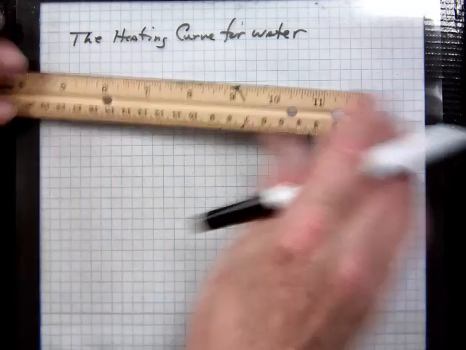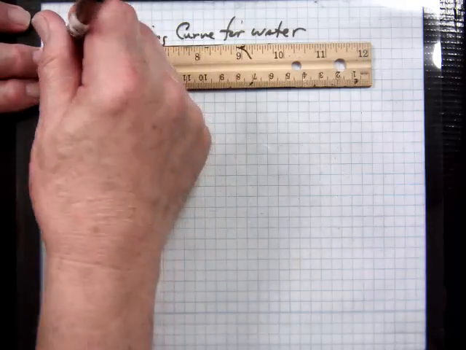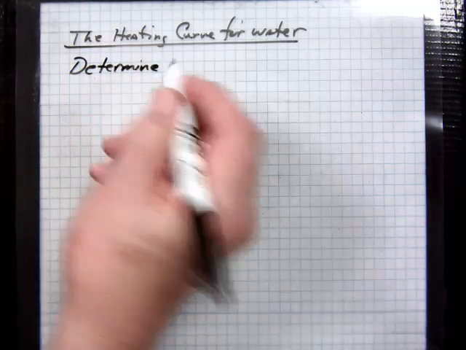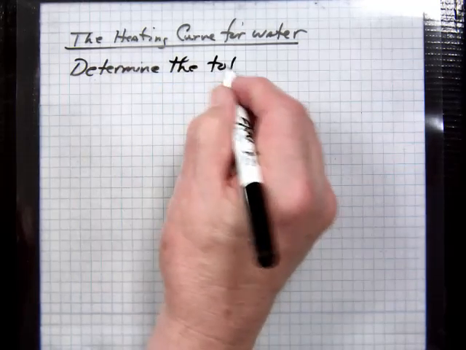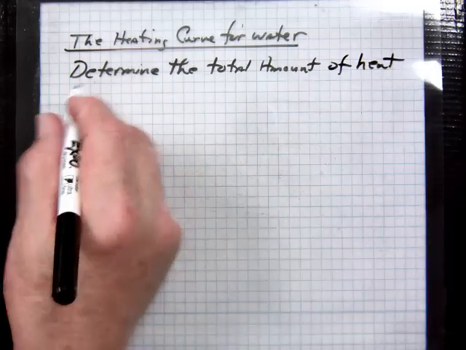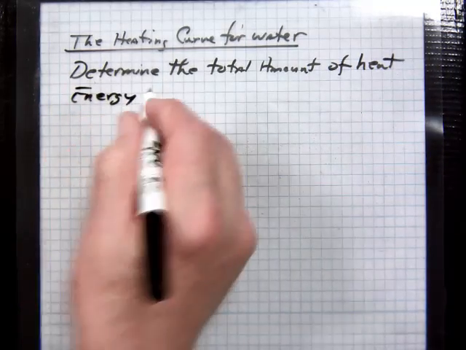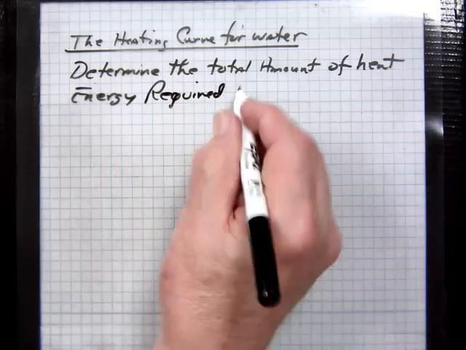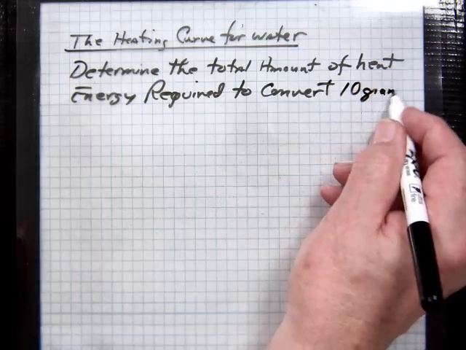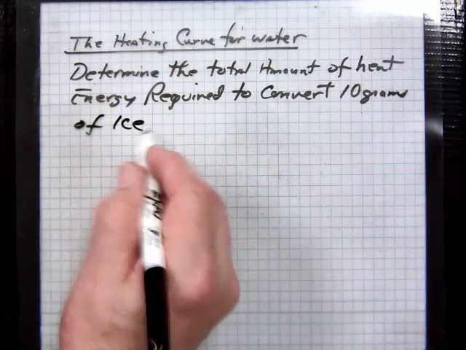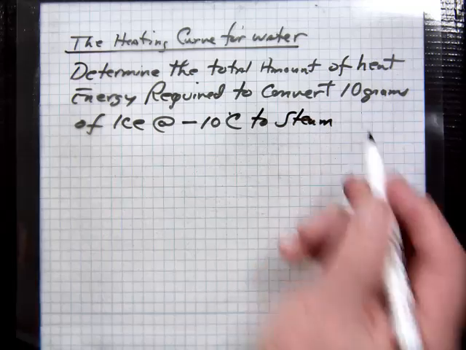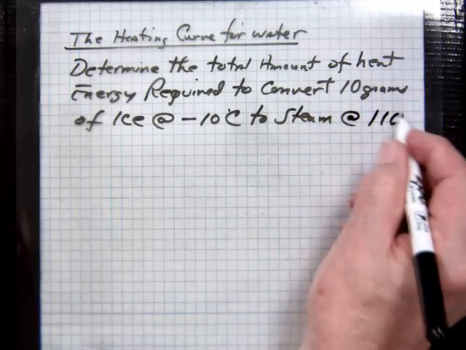So our problem that I'm trying to get you to work and learn how to work is this: determine the total amount of heat energy required to convert 10 grams of ice at minus 10 degrees Celsius to steam at 110 degrees Celsius.